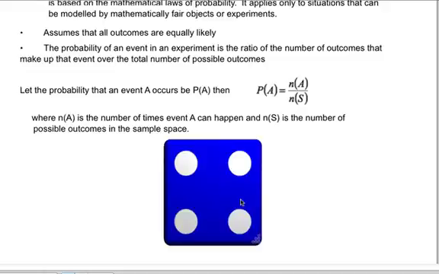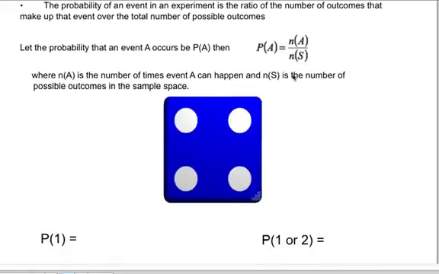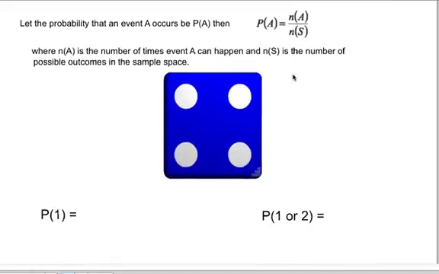So if we take a look at how to calculate the probability of any one event occurring, we use the formula P(A), the probability that A occurs, is equal to the number of ways that A can occur, divided by the total number of possible outcomes. And we can illustrate this by looking at a few easy examples.